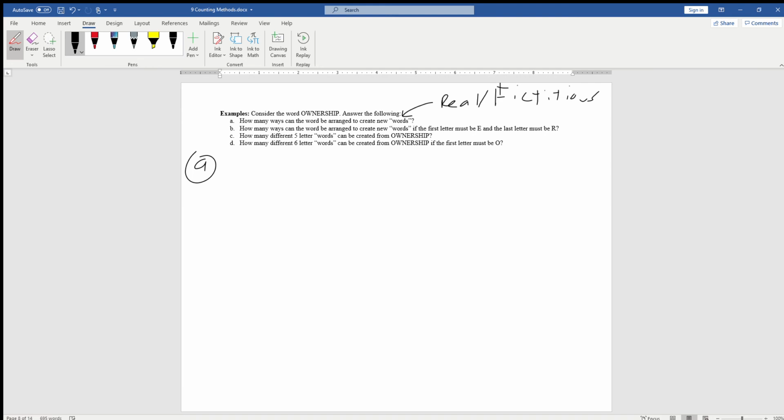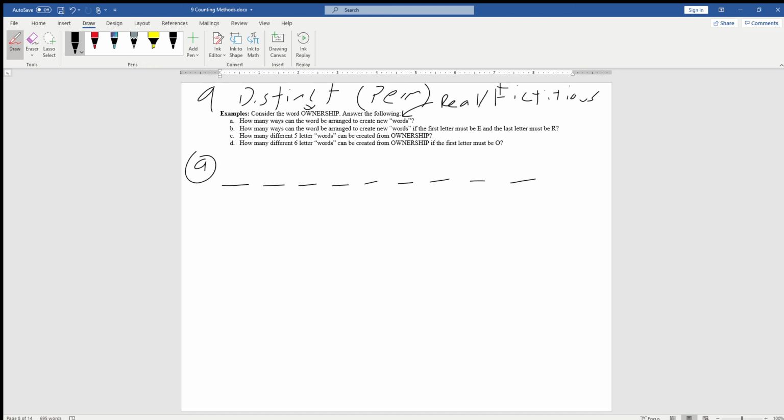For letter A, one way we could do this is we know that in ownership there are 9 distinct letters. As soon as we know that they're distinct, we're going to utilize a permutation. There are 2 ways to do this. One way is, if you recall when we did the license plate problems or the alarm code problem, we could just have 9 spaces, and we could go ahead and start picking.